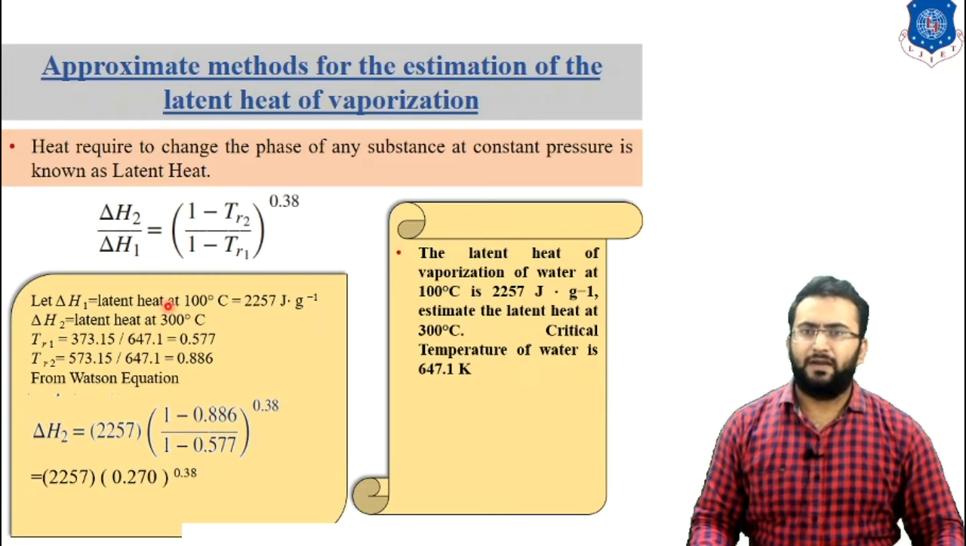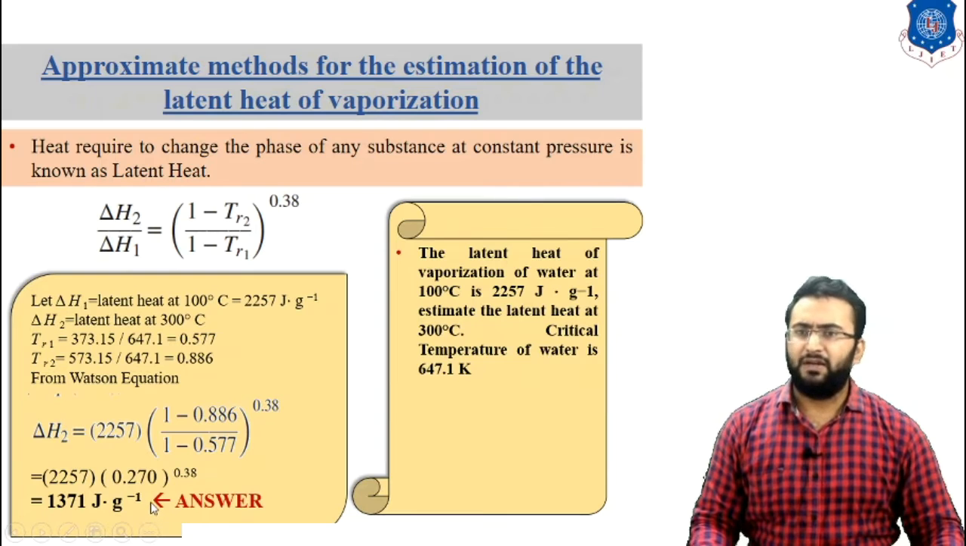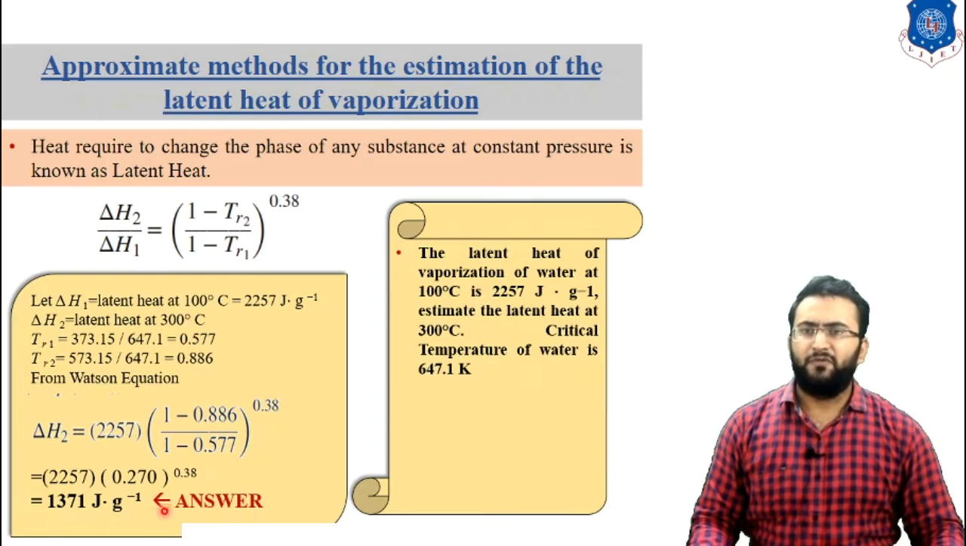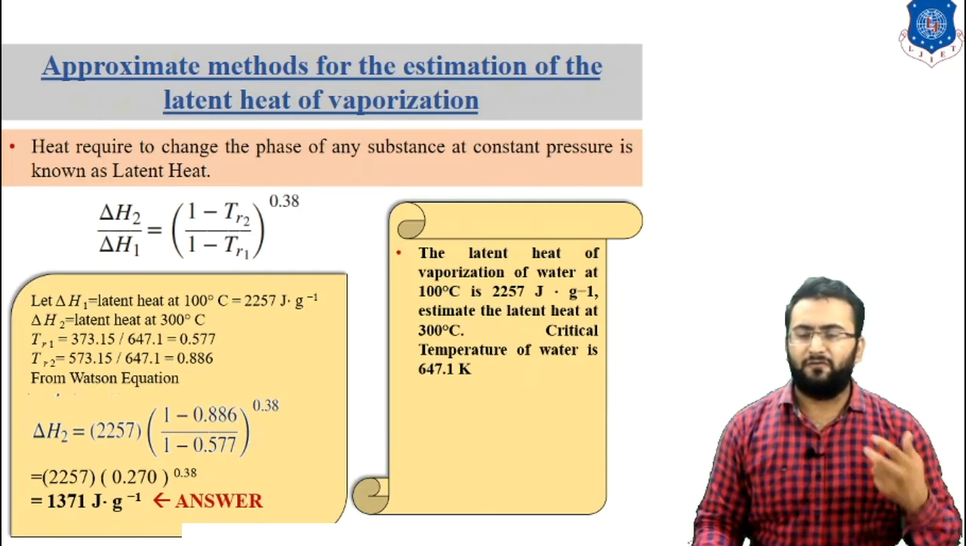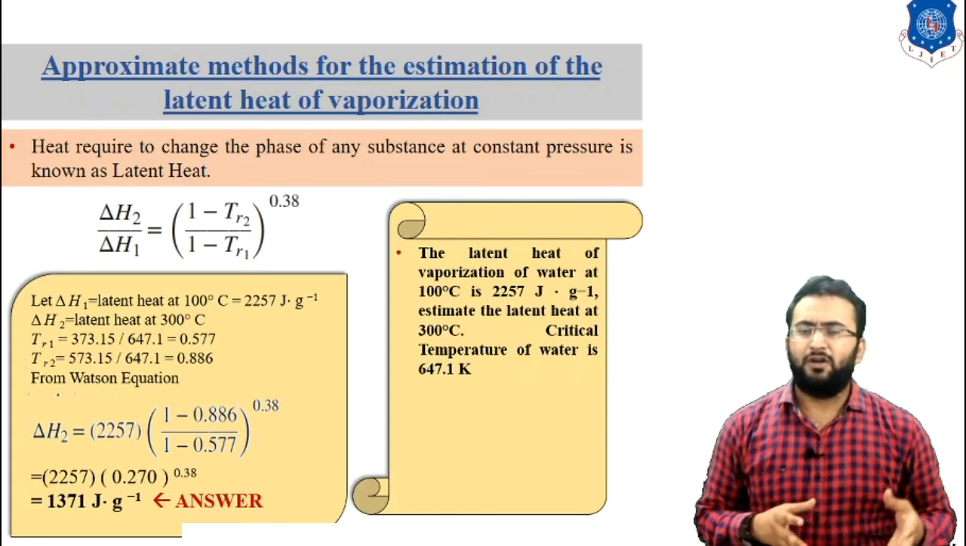Using the ΔH1 value, which is 2257, let's put in the value of ΔH1, then the value of Tr2, which is 0.886, then the value of Tr1, which is 0.577, whole raised to 0.38. By calculating this whole term, we get 1371 joule per gram, which is the heat of vaporization at 300 degrees Celsius. So this is the answer for the heat of vaporization of water at 300 degrees Celsius. This is the Watson method to find the latent heat of vaporization.